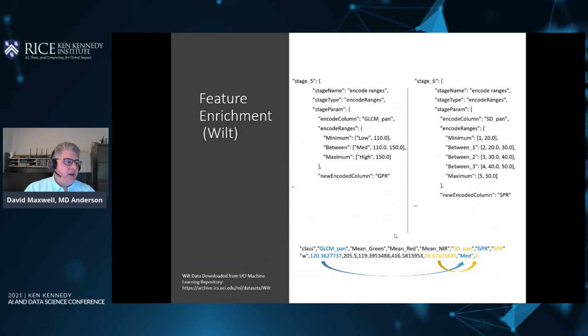First example, and all these are from the UCI machine learning repository, but this is the WILT data downloaded, and I'm showing an example of encoding ranges within these stages. I have two different stages here, one encoding as low, medium, and high, and the other encoding as integer values. You can see in blue the GLCM pan getting converted into GPR, and the SD pan getting converted into the SPR column, based on a matching of these ranges here.